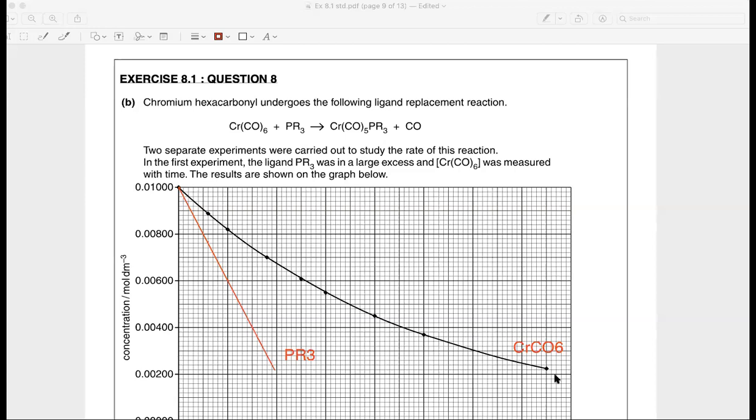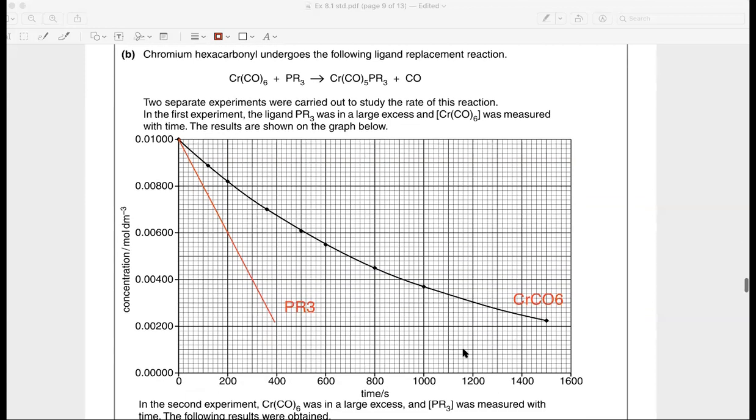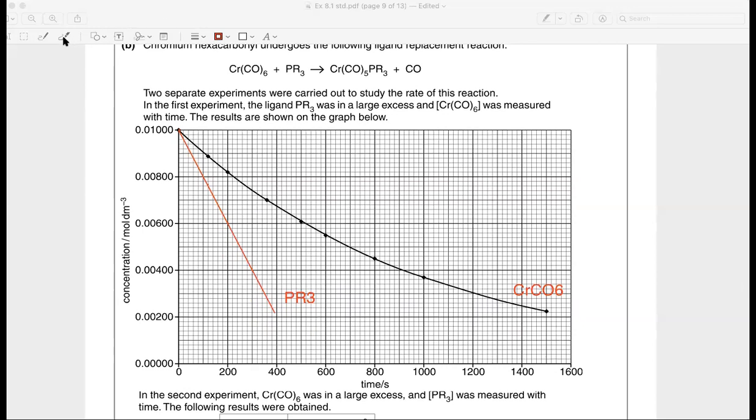I just gave you the answer that it's first order, but even with the calculation of half-life, I still see some people getting confused with their calculation. So always start with the starting concentration, the easiest, 0.01. Half of that is 0.005. That's the easiest.